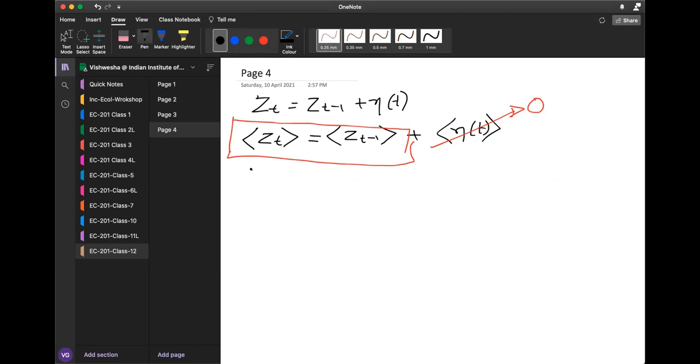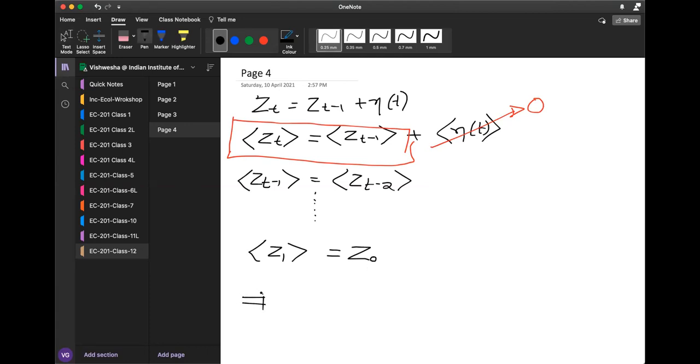Can I apply this recursively now? Can I claim that the mean of z_{t-1} is equal to the mean of z_{t-2}? Because the same thing has happened in the previous time step, right? There were some locations at t minus 2 and a random distance was added, so I got z_{t-1}. So if I repeat the calculation, will I not find this? Does anyone have a problem with this? And if I keep on writing this, what will I find? The mean of z_1 equals z_0, which was the initial location. Is everyone happy with this?